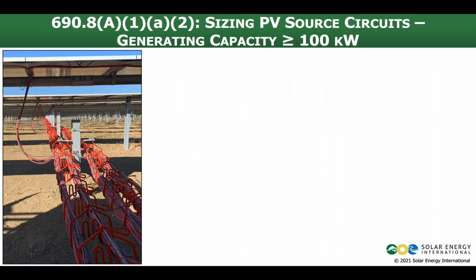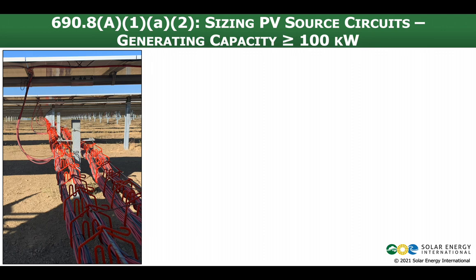One method I want to talk about briefly is 690.8(A)(1)(a)(2). These would be for source circuits where we have a system with a generating capacity of greater than or equal to 100 kilowatts. Generating capacity, defined in Article 100, is the rated output power of an inverter or inverters at 40 degrees Celsius. So we're really talking the AC side of the system here, not the DC. Don't care how big the array is. How big is your AC system?